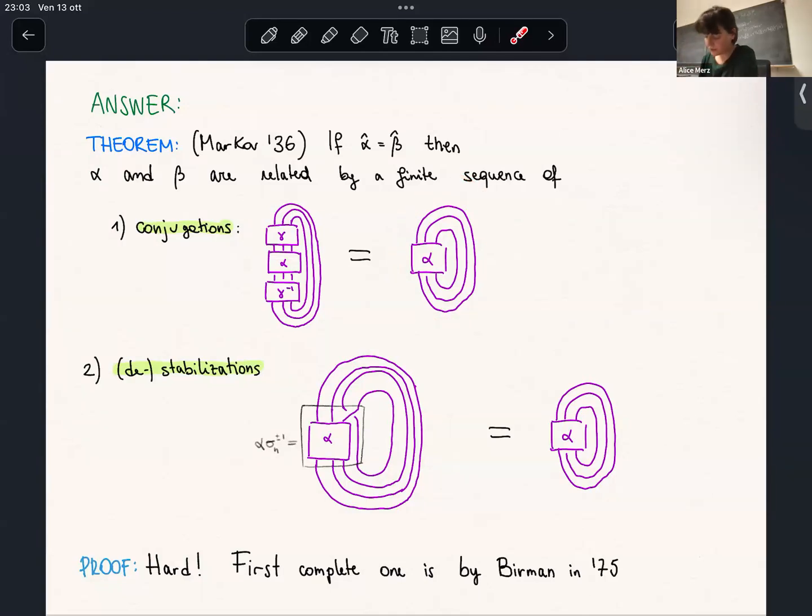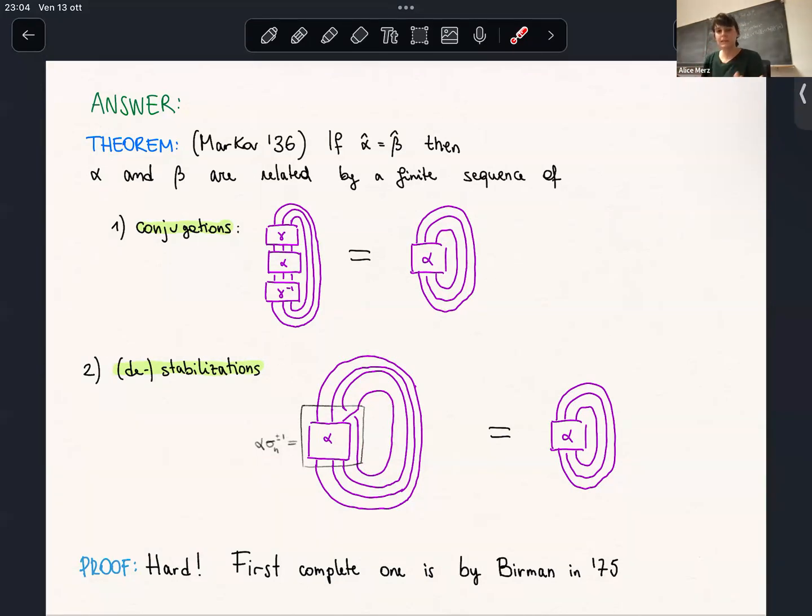Then the other operation is called stabilization, and this stabilization is just the inverse of this operation. It consists of adding a strand to alpha and adding an extra crossing here at the end. Now if we close, we see that we obtain something that has a trivial curl here that I can undo, as I was saying before. And then I obtain just the closure of alpha.